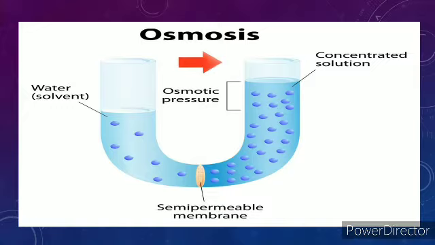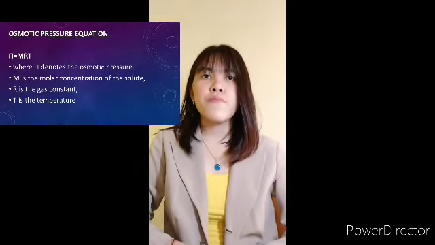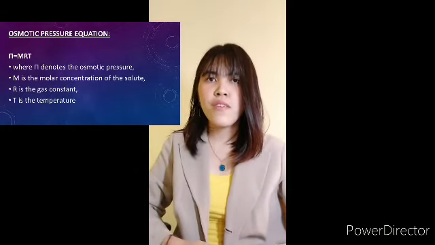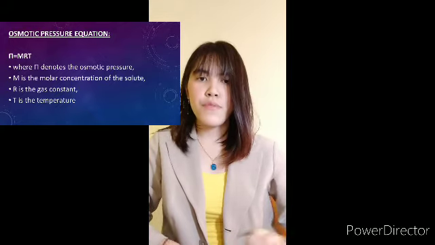Osmotic pressure is the pressure required to stop water from diffusing through a membrane by osmosis. We can calculate the osmotic pressure through the equation pi is equal to mRT, where pi denotes the osmotic pressure, m is the molar concentration of the solute, R is the gas constant, T is the temperature.